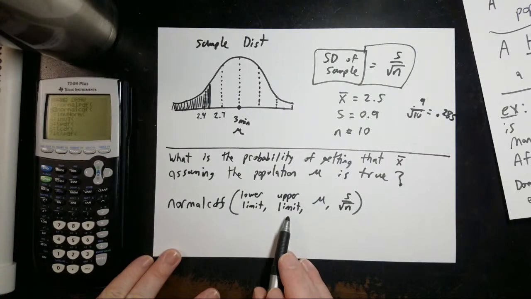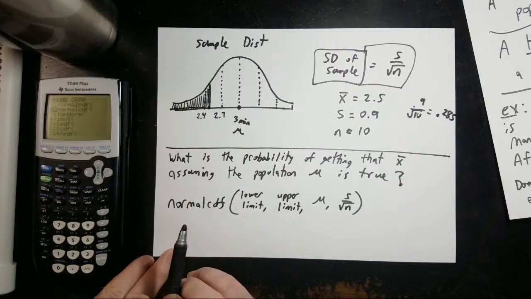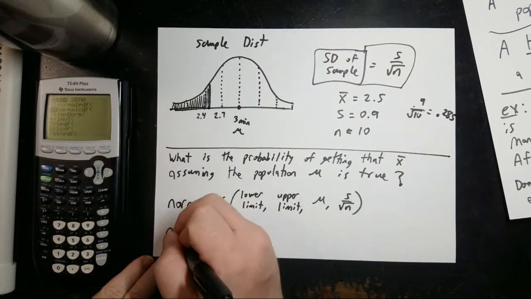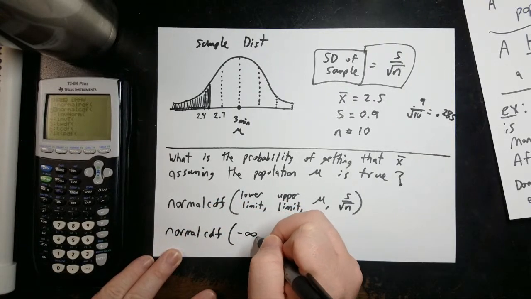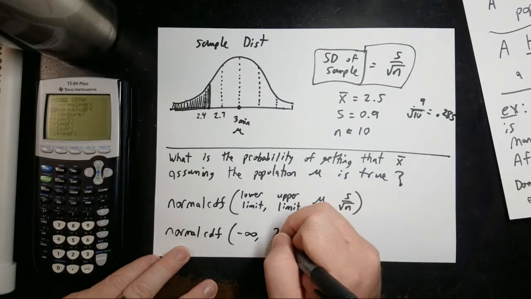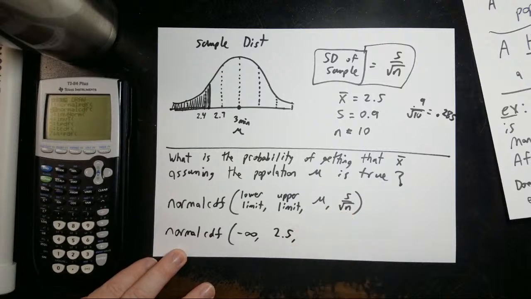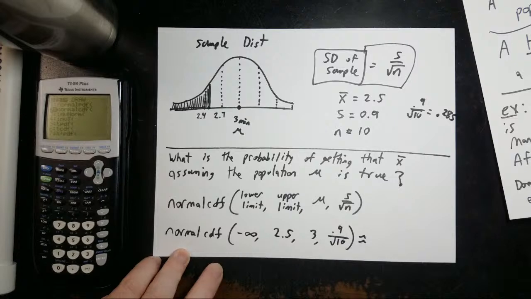Now, when I say lower limit, upper limit, I am referring to what I just drew over here. The principal is claiming that his 2.5 minutes is less than the claim of 3 minutes on average. The lower limit would technically be negative infinity, or just some negative 10,000 or some junk like that, whatever you want to put in there. Negative small number, whatever. Comma 2.5, which is the claim of the principal. There's the claimed mu. And there's 0.9 over the square root of 10, which we calculated before.